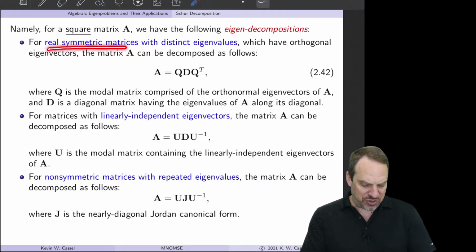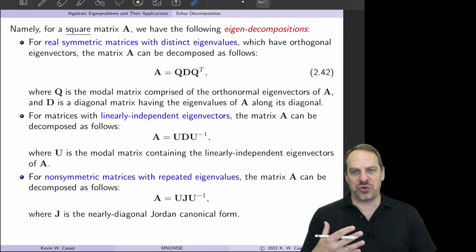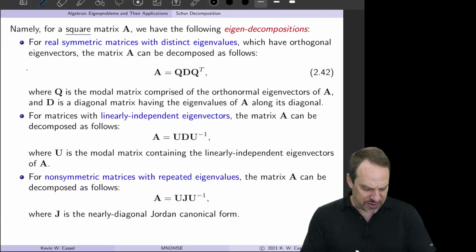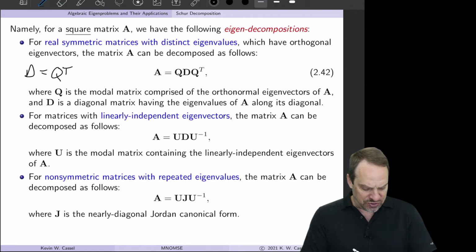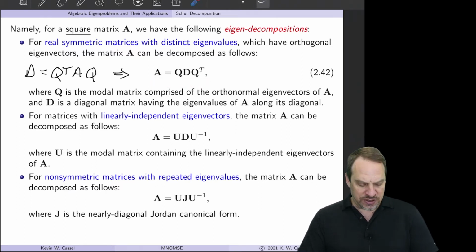In the case of a real symmetric matrix with distinct eigenvalues, we know that the eigenvectors will be mutually orthogonal. We can normalize them and form a modal matrix Q, which is orthogonal. So in that case, our diagonal matrix D, which has the eigenvalues of A down the diagonal, was equal to Q transpose times A times Q. If we simply flip that around, we can write that as A is equal to Q D Q transpose. So we have decomposed A, the square matrix, which is real and symmetric with distinct eigenvalues, into the product of Q, D, and Q transpose. Again, Q is orthogonal, D is diagonal, with the eigenvalues and eigenvectors comprising those matrices.